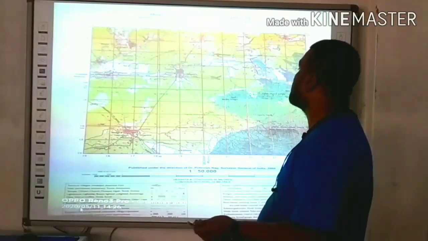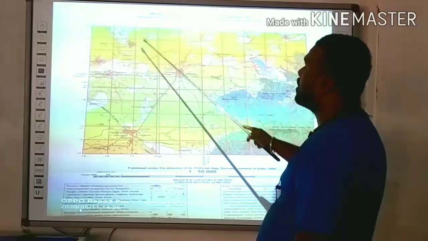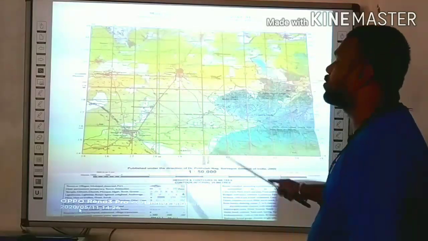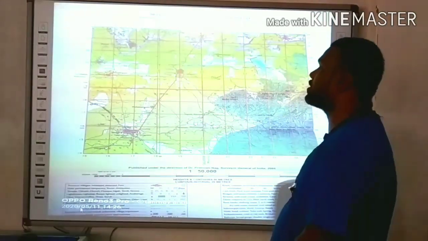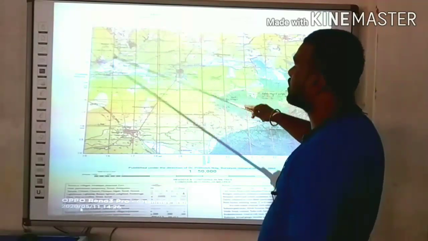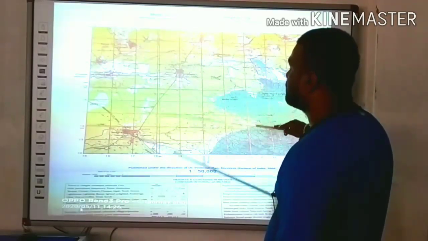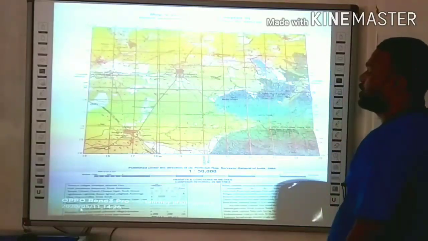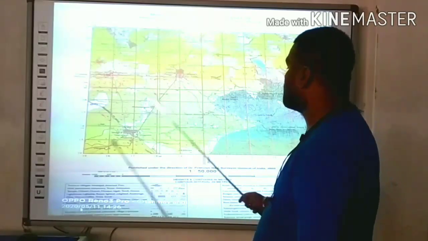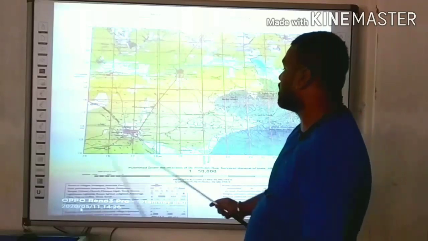Now this is what a toposheet, or topographical map, looks like. When we see the topographical map, the first thing that comes to our mind is the red color lines. What are these red color lines? They are the grid lines which form the grids. These red lines are formed from eastings and northings. These straight lines are called the eastings, and the value of easting always increases from west towards east.